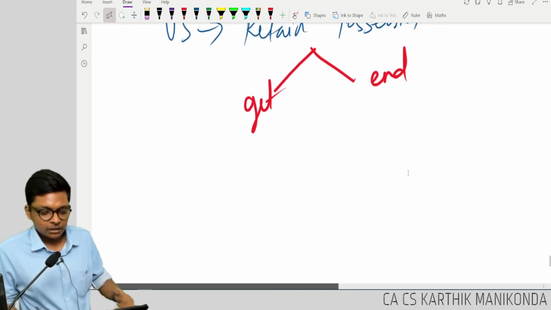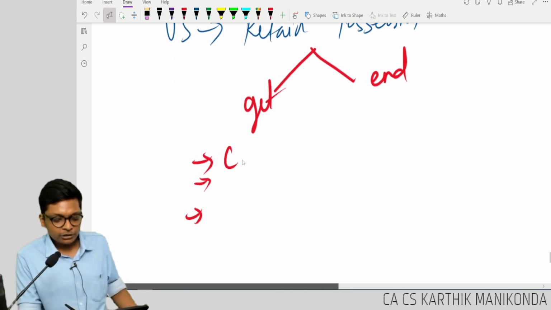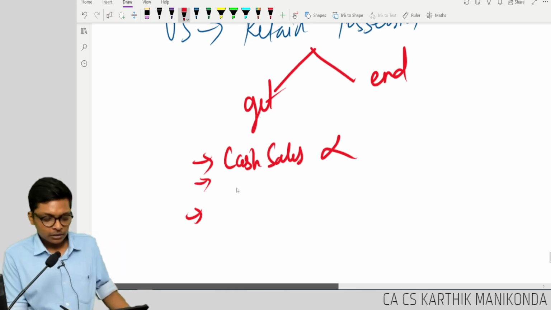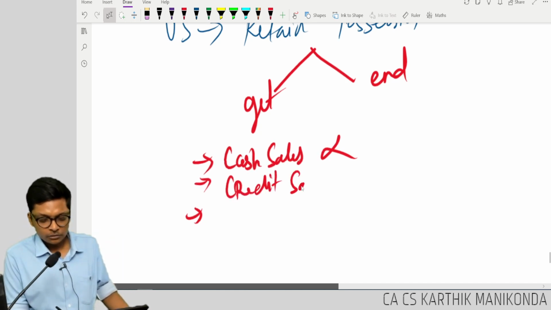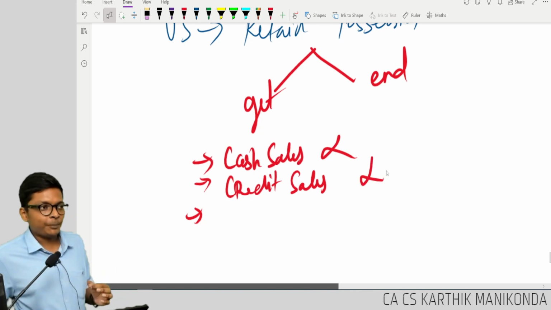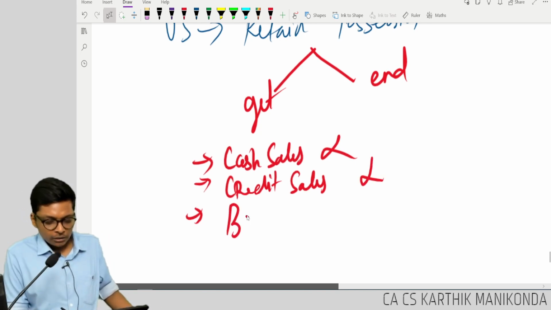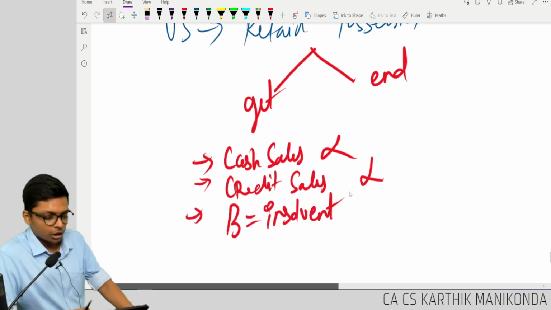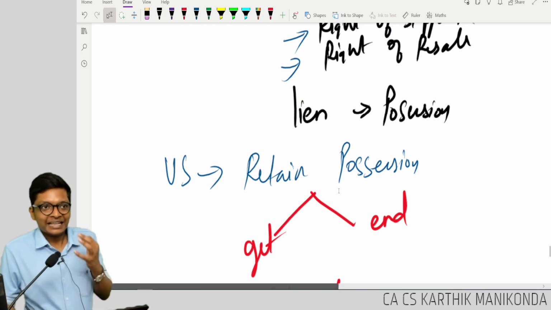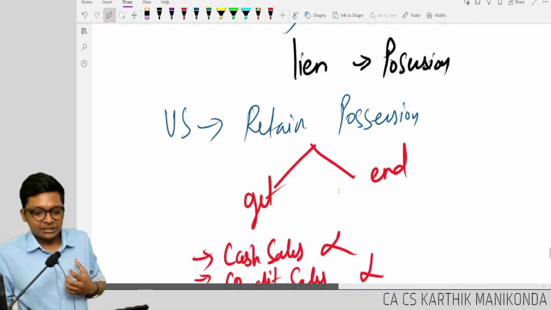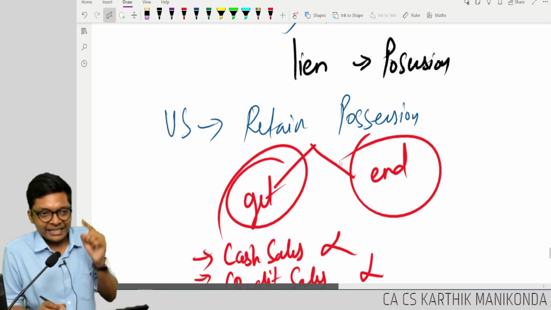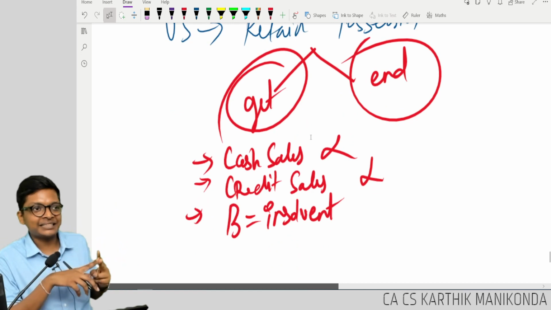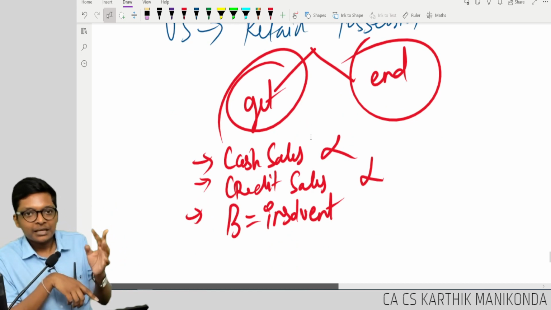When will I have this right? I will have this right in case of cash sales if cash is not paid. In case of credit sales, the debtor has not paid the money or the buyer has become insolvent. Are you following? So very simple. What is right of lien? Right to retain possession of goods. When can I get this right? Cash sales, cash not paid, credit sales, money not paid, buyer became insolvent.